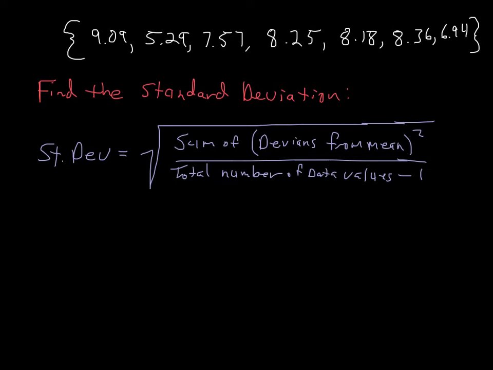So the first thing I need to do is calculate the mean. Remember, for the mean, we're going to add up all of our data points, and then we're going to divide that by the number of data points that we have, which is 7 in this case. So once we add that all up and divide it by 7, I get that the mean is 7.67.